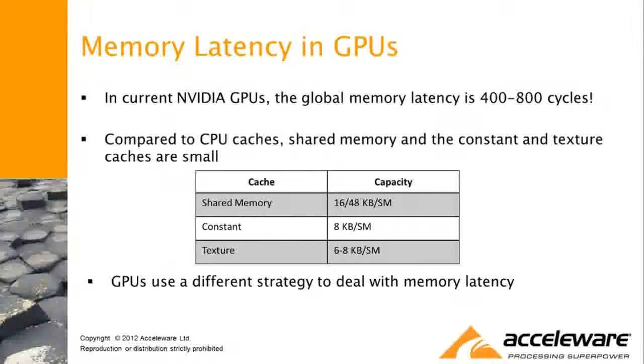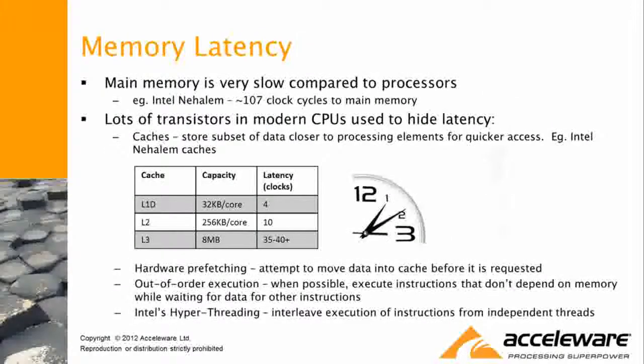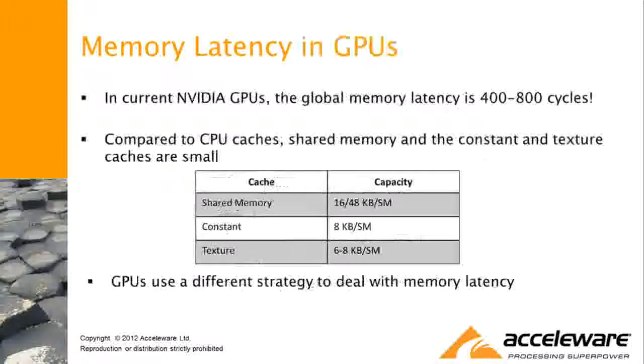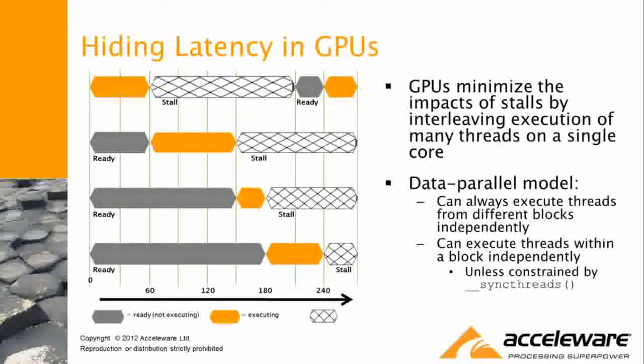Whereas in the GPU, previously this is about 107 clock cycles, worst case 107, but you take a look and the memory latency is about 400 to 800 clock cycles. So it's actually quite a bit larger to get data from memory to the GPU. And compared to some of the CPU caches, they're relatively small. You're looking at kilobytes in terms of their sizes. So the GPU uses a different strategy to deal with memory latency. It has a different mechanism for solving this latency issue. But we need to understand it so that we can take advantage of it.